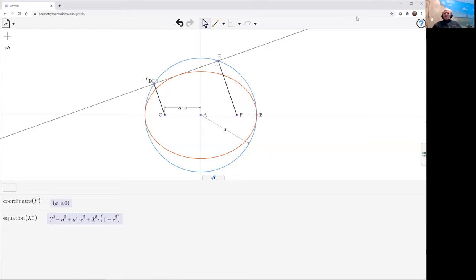Okay, there ends the first section on the ellipse. We'll go on in future videos to look at some of the properties of this curve.